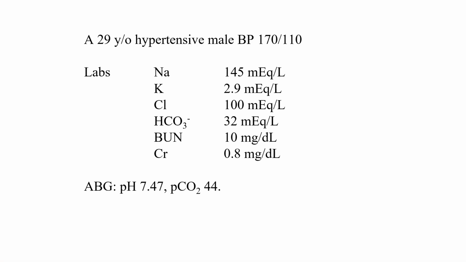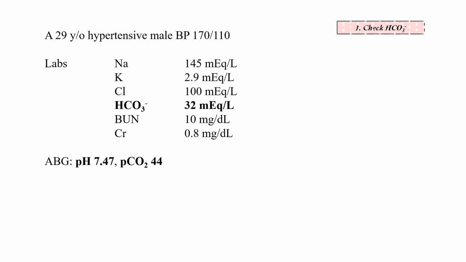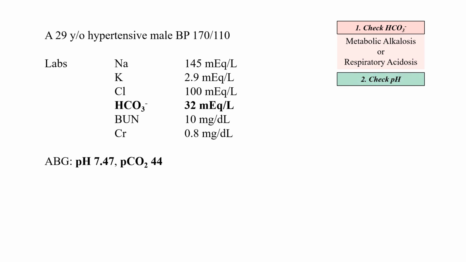This is the case of a 29-year-old male with a history of hypertension who presents with the following chemistry and ABG. Step 1. Check serum bicarbonate. It is 32, which is high. This means patient may have a metabolic alkalosis or respiratory acidosis with renal compensation. Step 2. Check pH. pH is greater than 7.4. This means the most likely disorder is metabolic alkalosis.